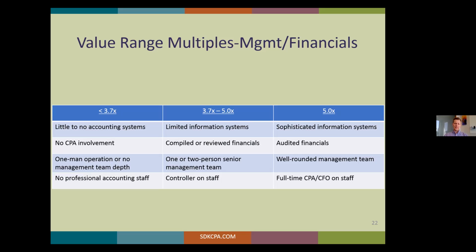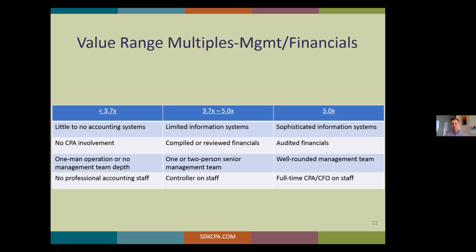There are other spectrums for industries and end users, but for the purposes of what we're talking about today, I want to talk about just the management and the financials, and primarily the financials. So these multiples are on EBITDA. You business owners can look at this and say, well, where do I fall in each of these columns? Little to no accounting systems.